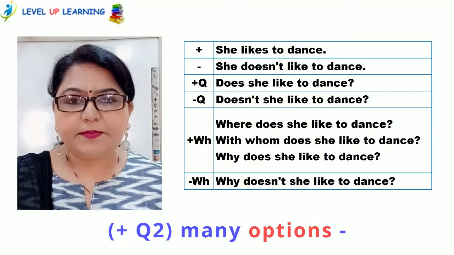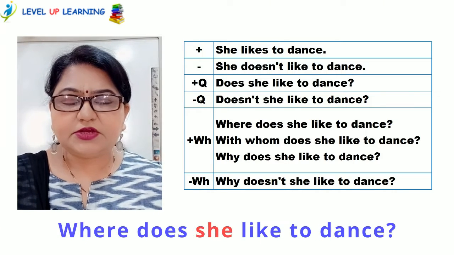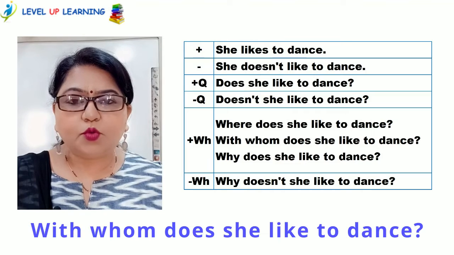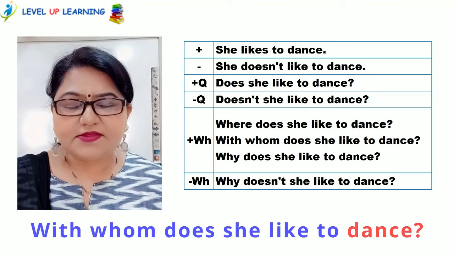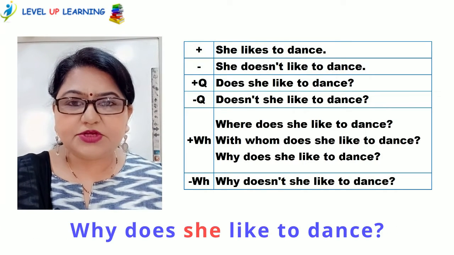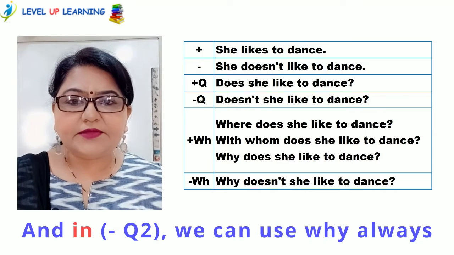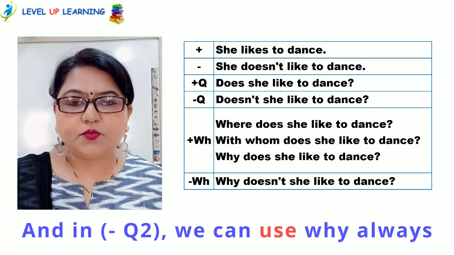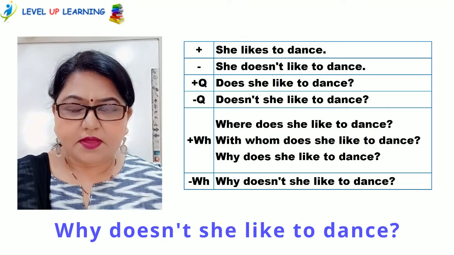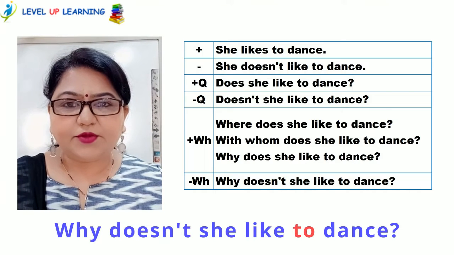Positive question 2: many options. Where does she like to dance? With whom does she like to dance? Why does she like to dance? And in negative question 2, we can use why always. Why doesn't she like to dance?